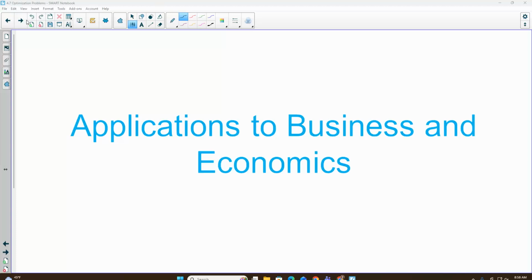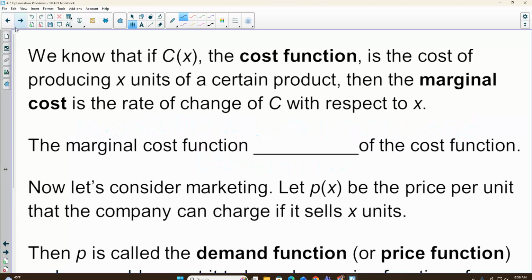All right. So we've already talked about some relationships previously. We know C is the cost function, and when you do the derivative of that, you get marginal cost. So that tells you how the cost function is changing. All right, so we know marginal cost is the derivative of the cost function.